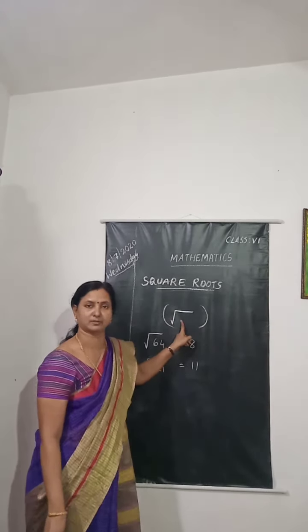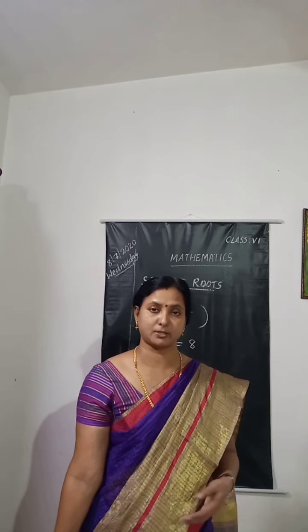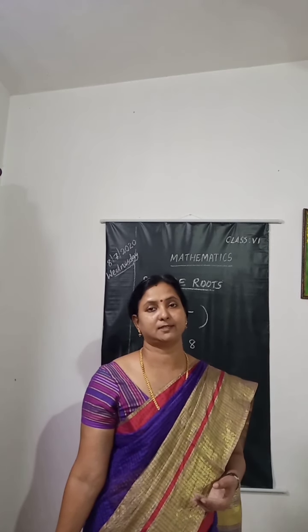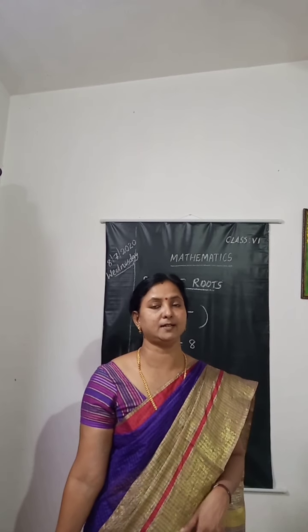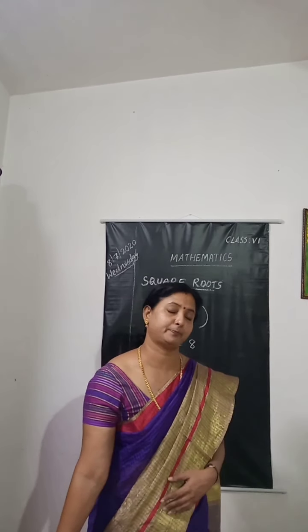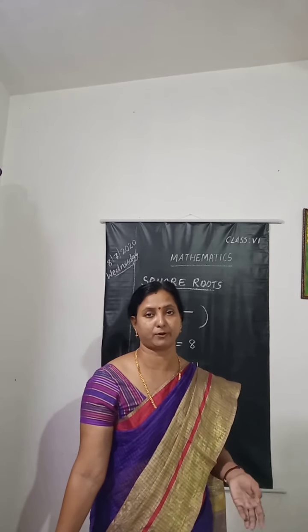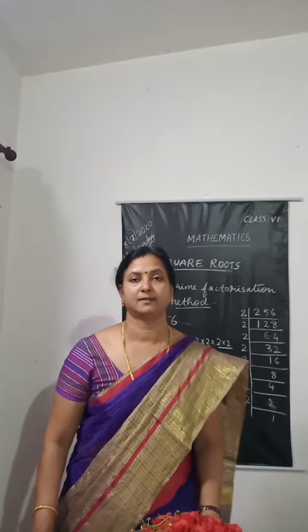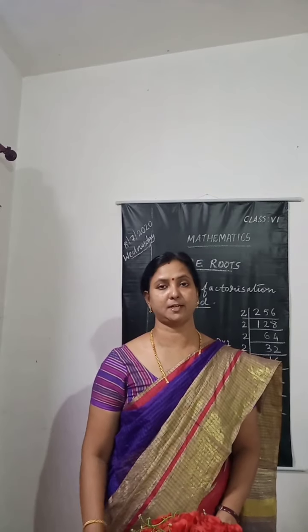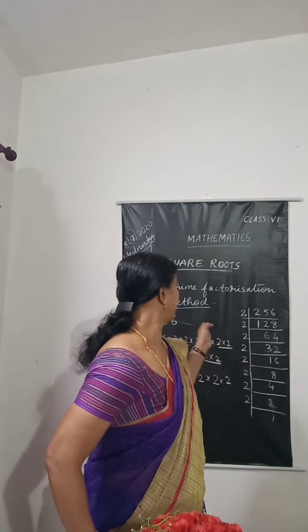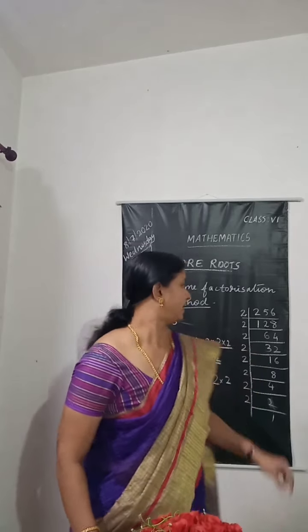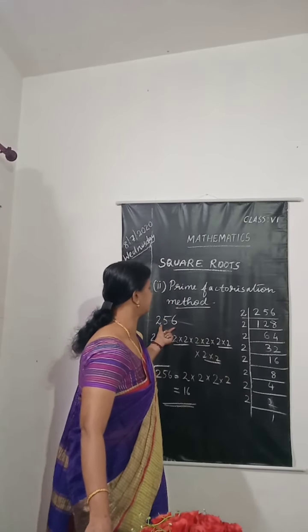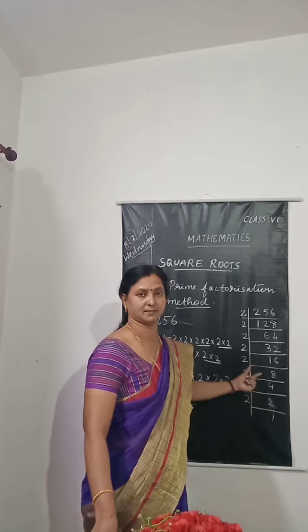Now let us see the second method. There is a second method of finding square root. What is that method? Prime factorization method. You know how to prime factorize a given number, that you have already learned. Now let us see how to find square root using prime factorization method. Here I have written one example, that is how to find square root of 256 using prime factorization method.